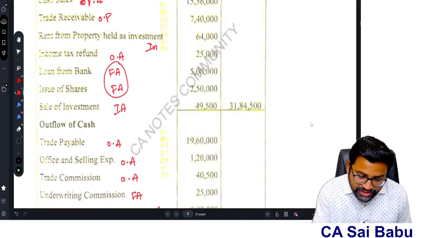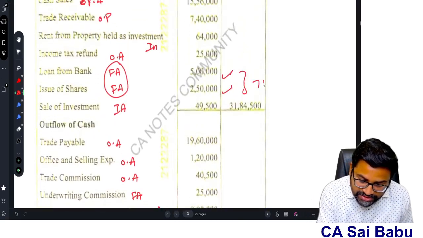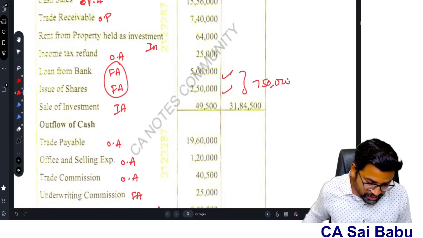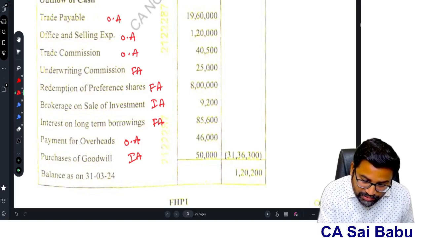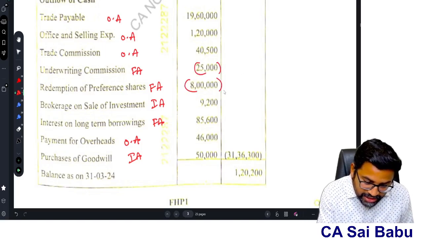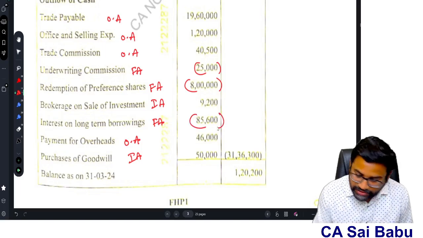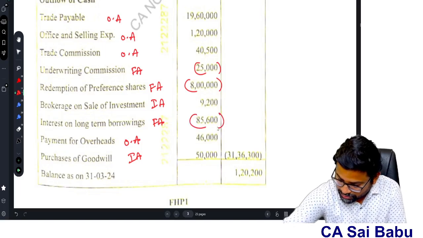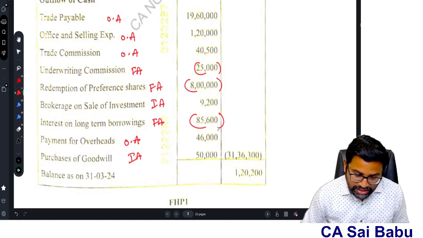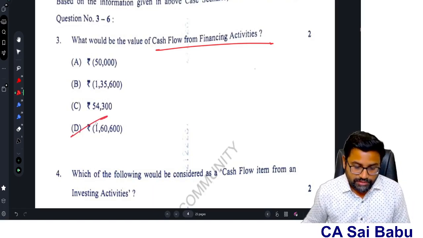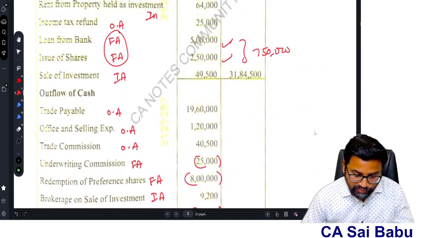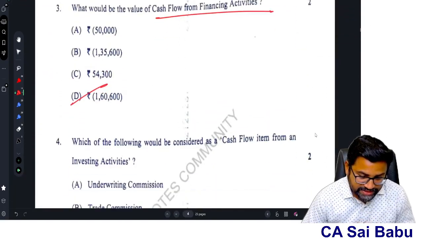So financing activities 5 lakhs plus 2 lakh 50, that is 7 lakh 50,000 inflow. And what are the outflows in the financing activity? Minus 25,000, minus 8 lakhs, minus 85,600. So the answer is 1,60,600. So you add all the inflows minus outflows, you will get a net outflow of 1,60,600.